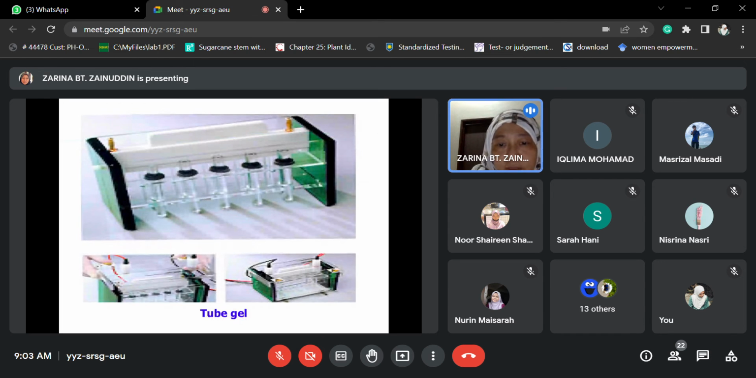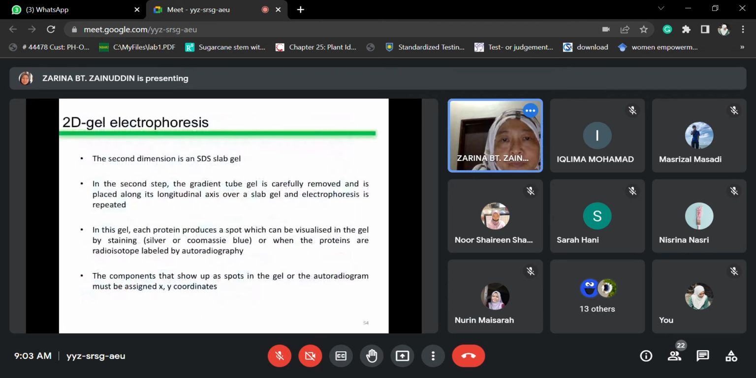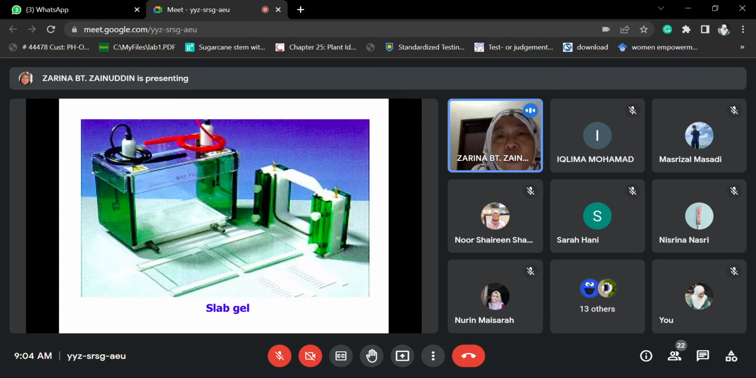So this is a tube gel, the first dimension. And the second dimension is the SDS slab gel. In the second step, the gradient tube gel from earlier is carefully removed and placed over a slab gel, and electrophoresis is repeated. In this gel, each protein produces a spot, which can be visualized by staining, either using silver staining or Coomassie blue, or by autoradiography when the proteins are radioisotope labeled. So this is the second dimension using a slab gel.